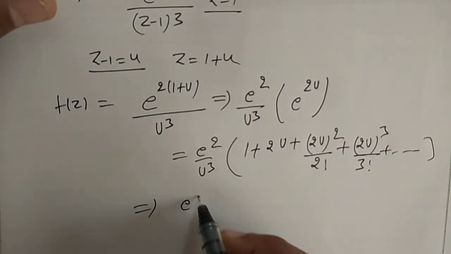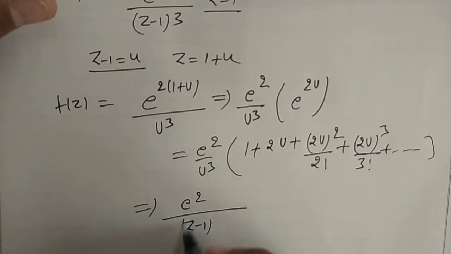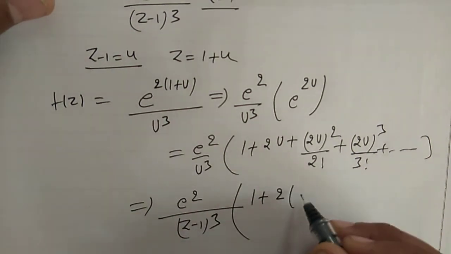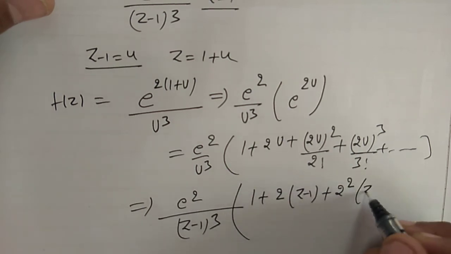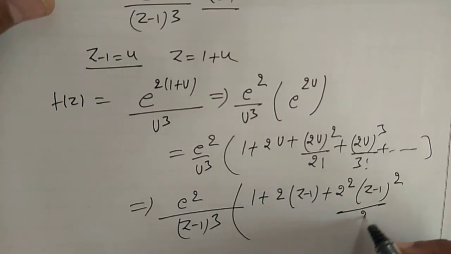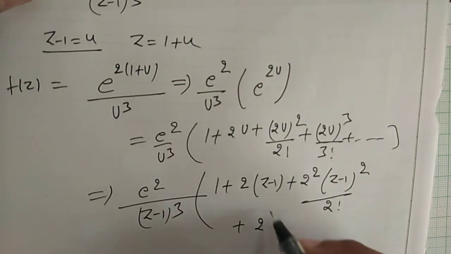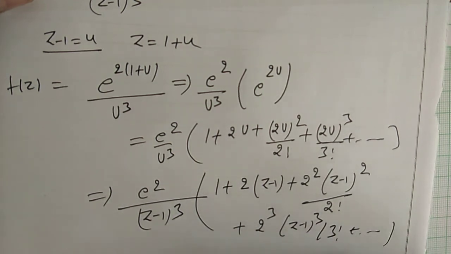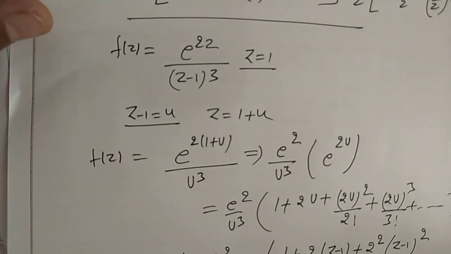So e^2/(z-1)^3 times (1 + 2(z-1) + 2^2 (z-1)^2/2! + 2^3 (z-1)^3/3! + ...), where u^3 means (z-1)^3. So this is the Taylor-Laurent series expansion of this function.